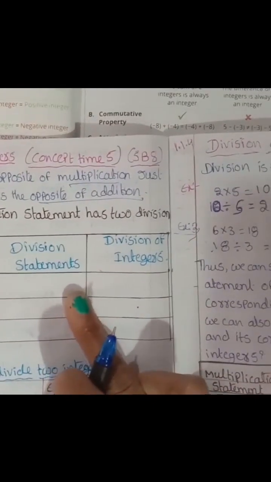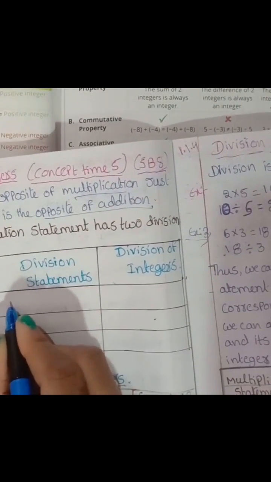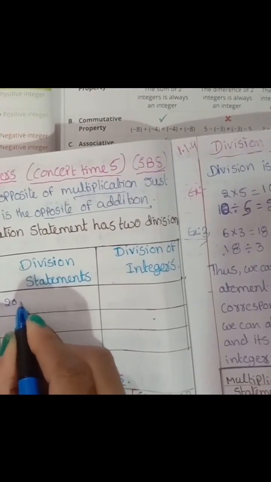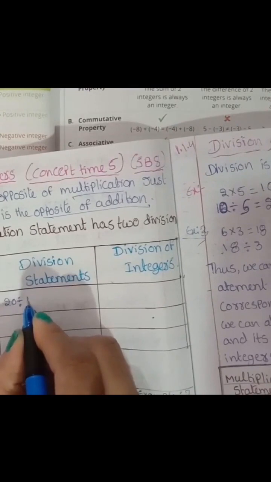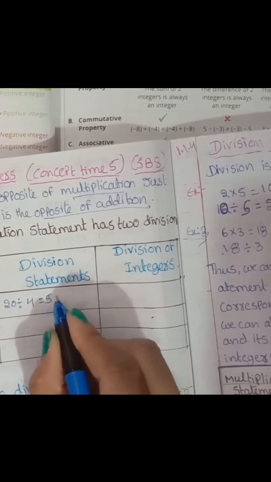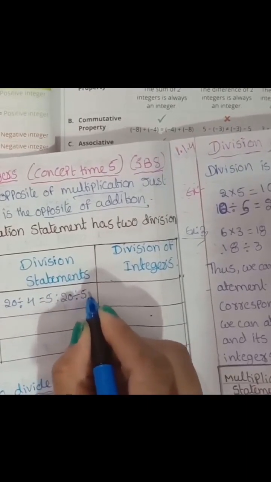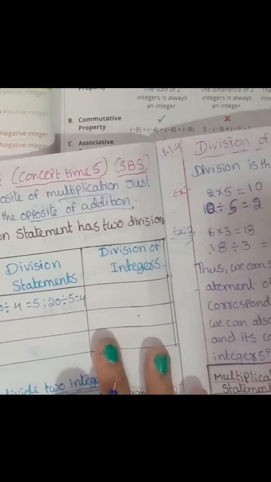Each multiplication statement has two division statements. So the first one is 20 divided by 4 equals 5, one statement. Another one is 20 divided by 5 equals 4, only two.